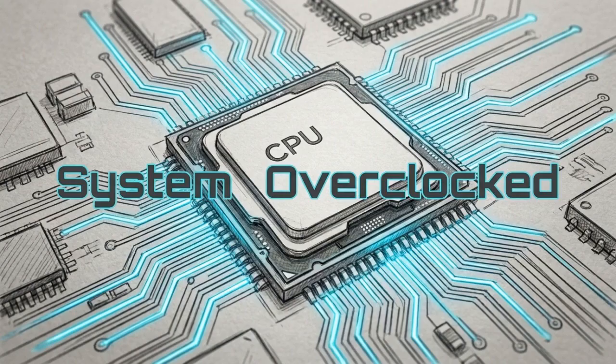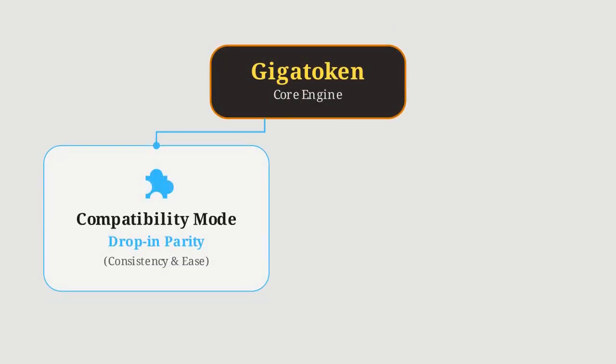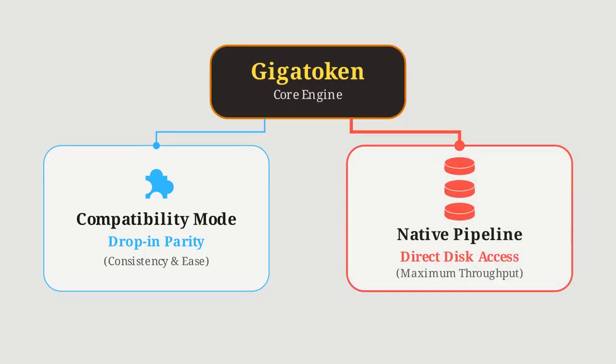It targets the physical architecture of modern CPUs to achieve a throughput of 24 gigabytes per second. In this guide, we will implement two different solutions: a drop-in compatibility script for existing Hugging Face code, and a native disk reading pipeline for maximum speed.